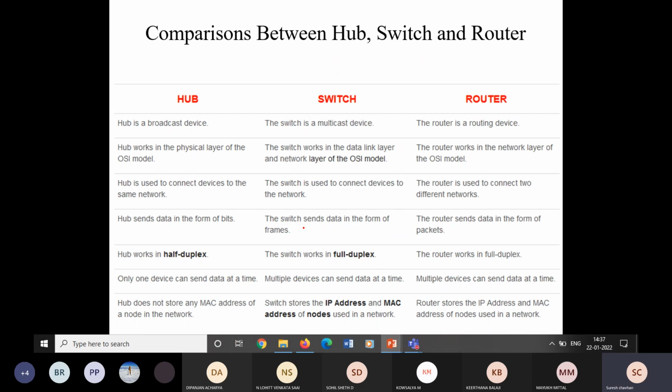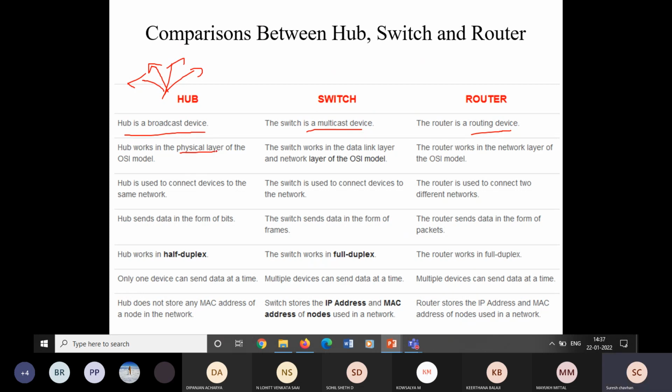So this is the actual comparison between the hub, switch, and the router. The hub is a broadcast device. Whatever information is sent, everybody will receive that information. In the switch, it's a multicast, meaning only the selected devices will receive the messages, right? That is what the switch can do. And the router is used for routing the packet to a particular device.